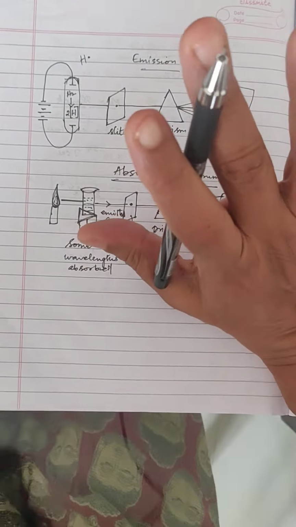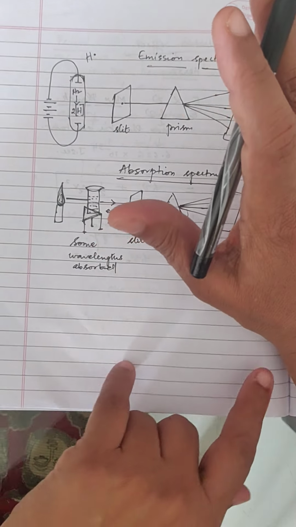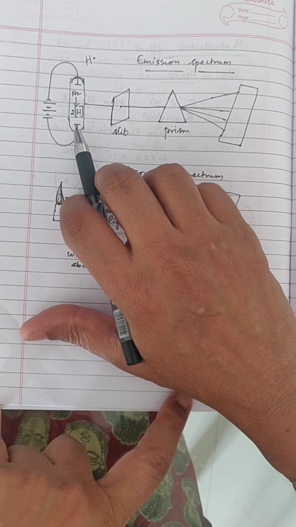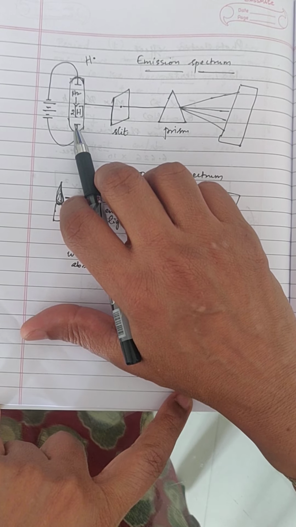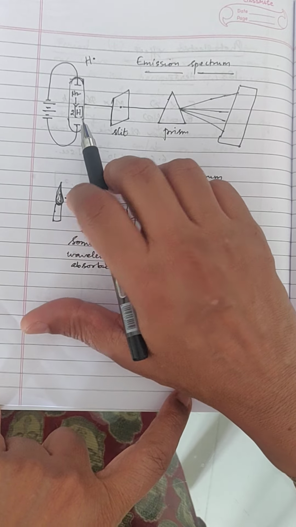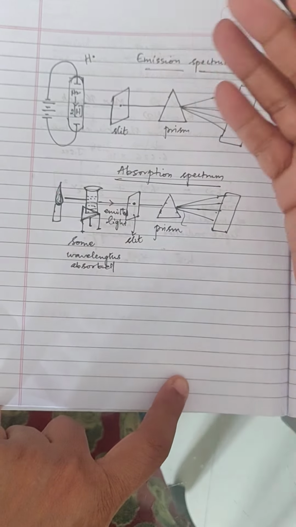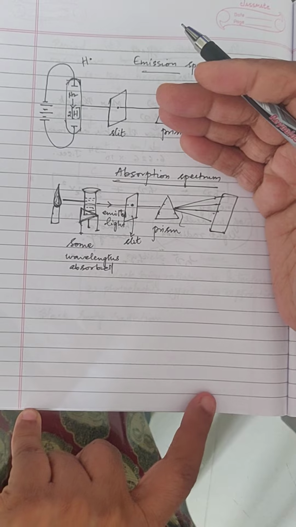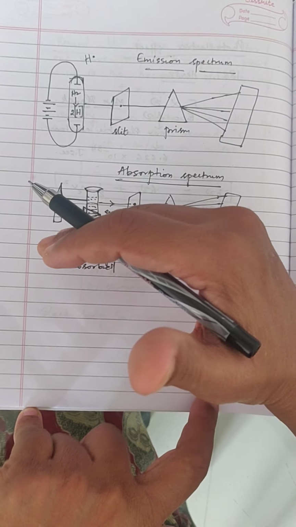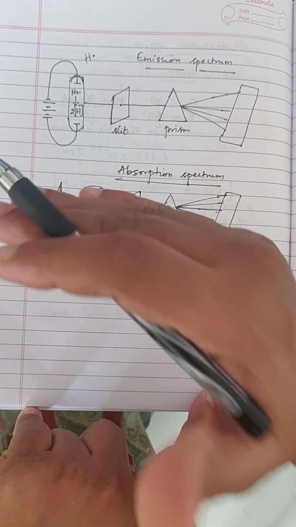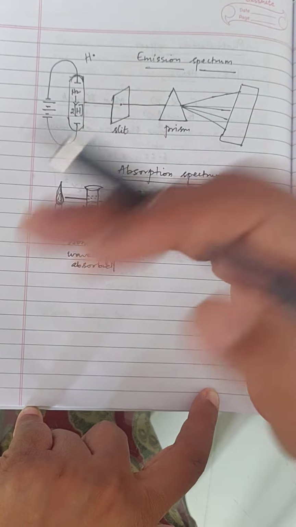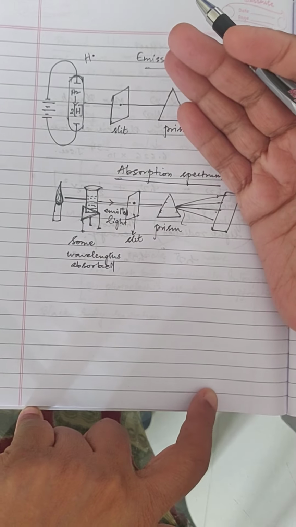Got it clearly? Whenever energy is supplied to a gas tube containing hydrogen gas, first it will break into individual hydrogen atoms, and the electrons of the hydrogen atoms are excited, and these excited electrons will go to a higher level and they will come back to their normal level. When they go to a higher level, they absorb energy. When they come to their original level, that is the lower level, they will release that energy.